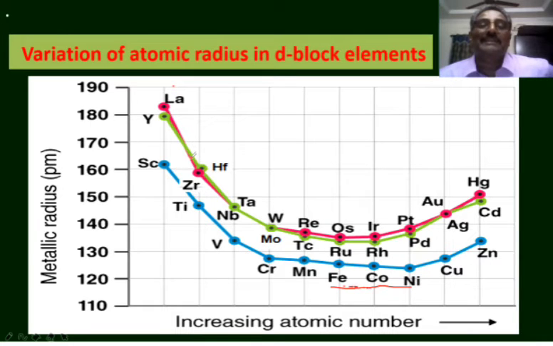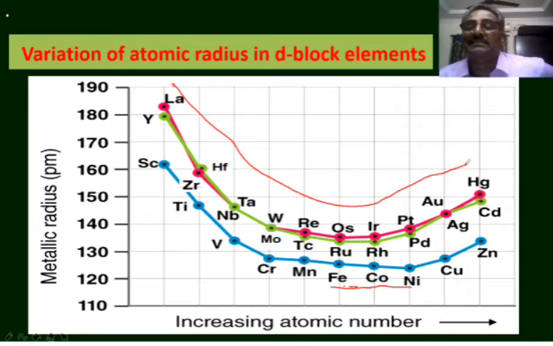Actually, if the same trend is continued here, the third line is to be observed here like this. But instead of having a gap between these two, the two lines almost coincide here. That means there is not much variation in the transition elements of the fifth group and sixth group. That is, the 4D series elements and 5D series elements do not have much variation in their atomic radii. This is due to the presence of f orbitals in the sixth main energy level.